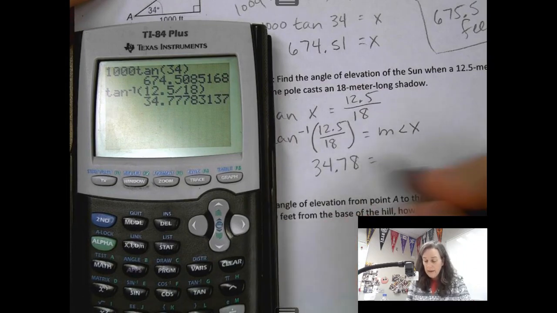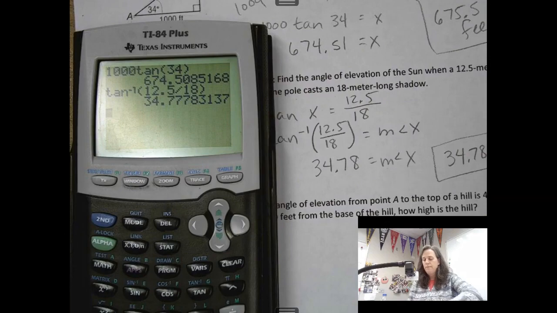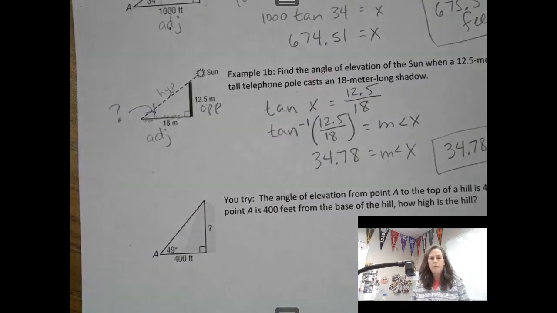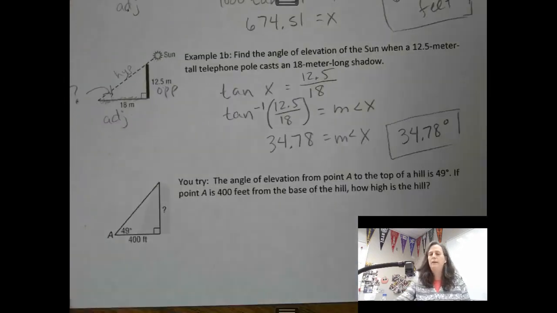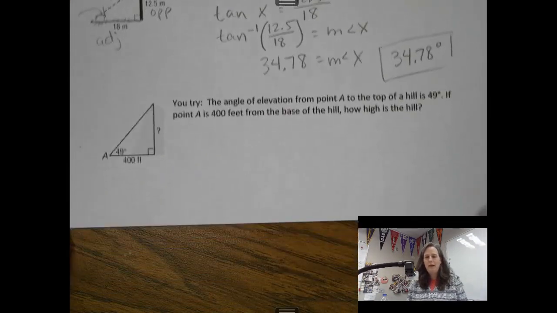34.78 is the measure of angle X. So we will put 34.78 degrees. All right, one for you to try. Awesome. I'll let you pause the video, try that one, and then come back and we'll check it.